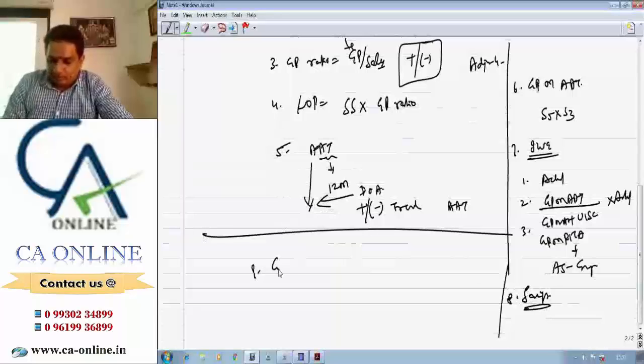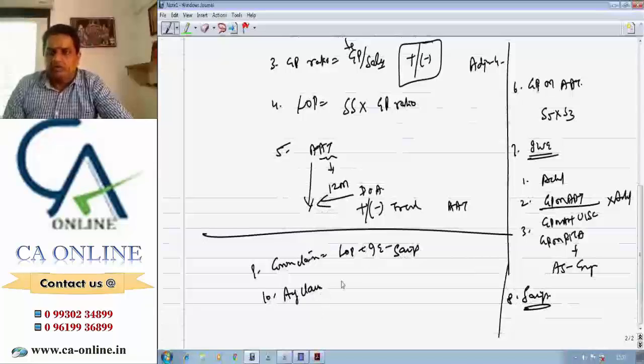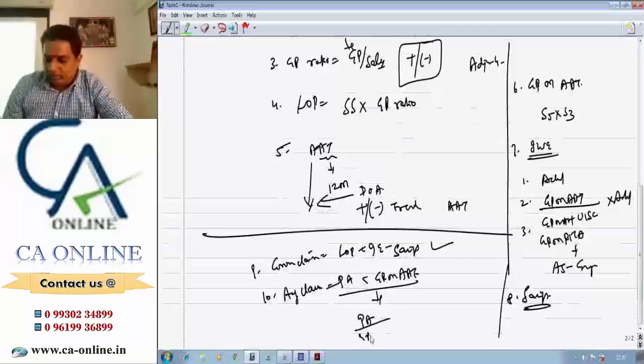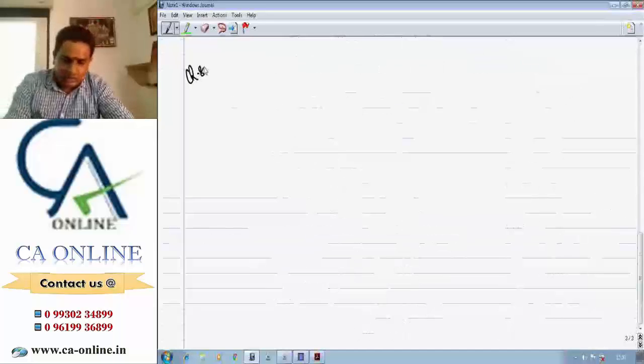Step 9, gross claim. Gross claim equals loss of profit plus incremental expenditure minus savings. Step 10, average clause. When you need to apply average clause? Only when policy amount is less than GP on AAT. Otherwise, gross claim will be the final claim. If policy amount is less than GP on AAT, claim will be policy amount by GP on AAT into gross claim. Based on that, you can try question number 8.